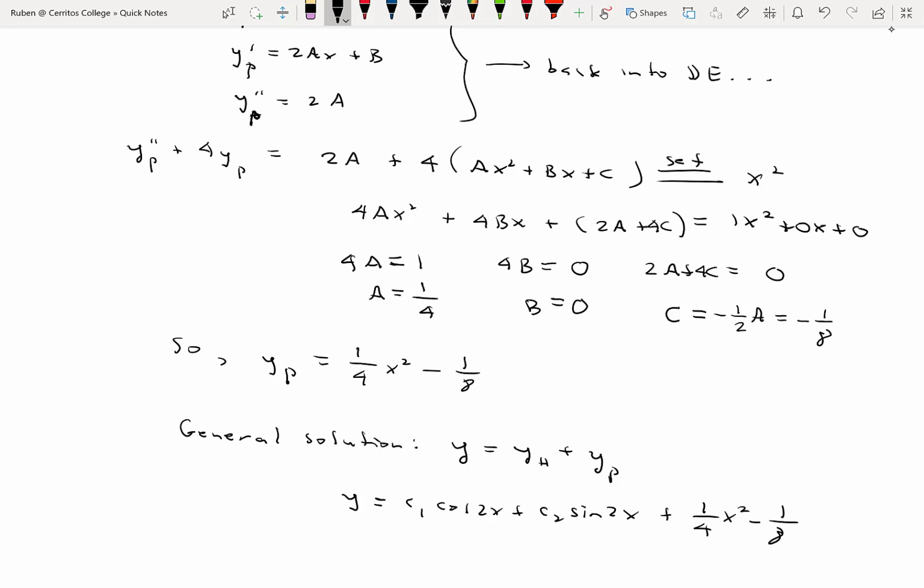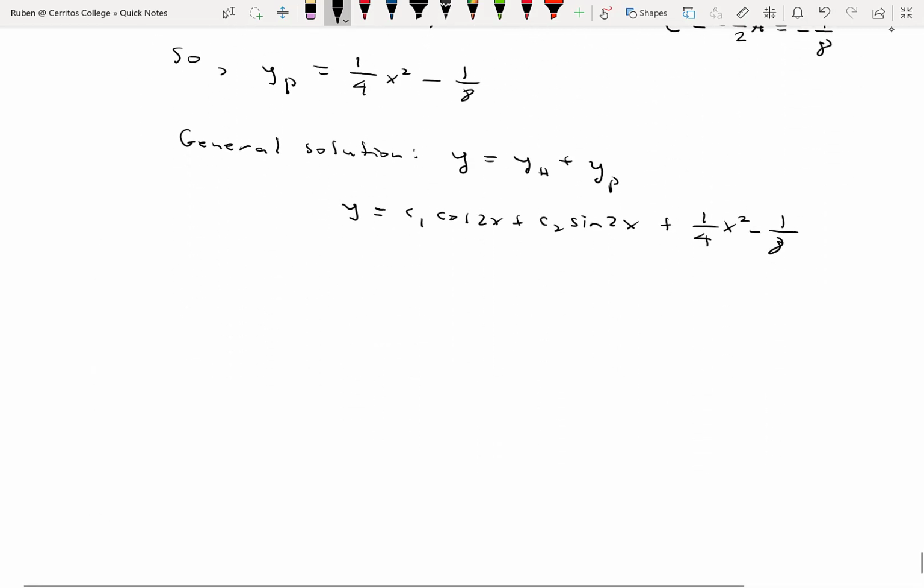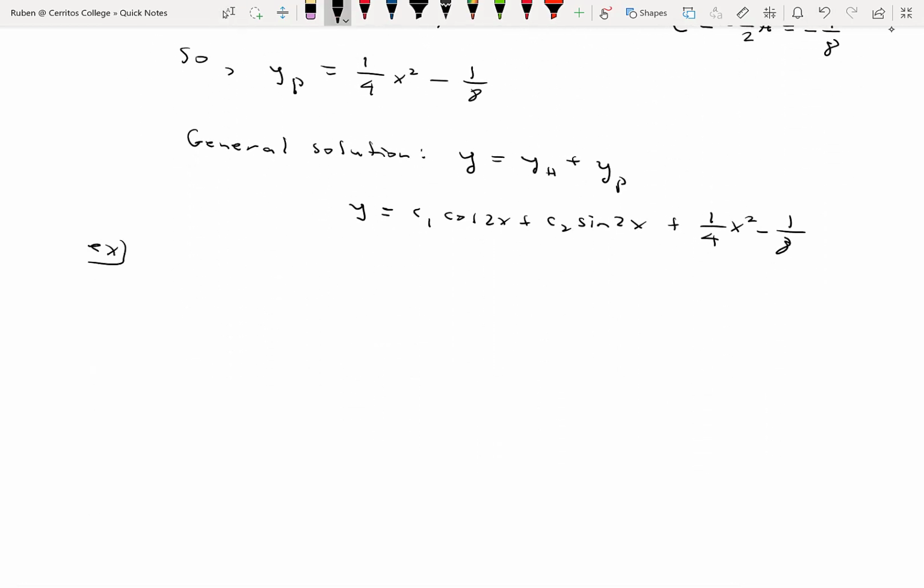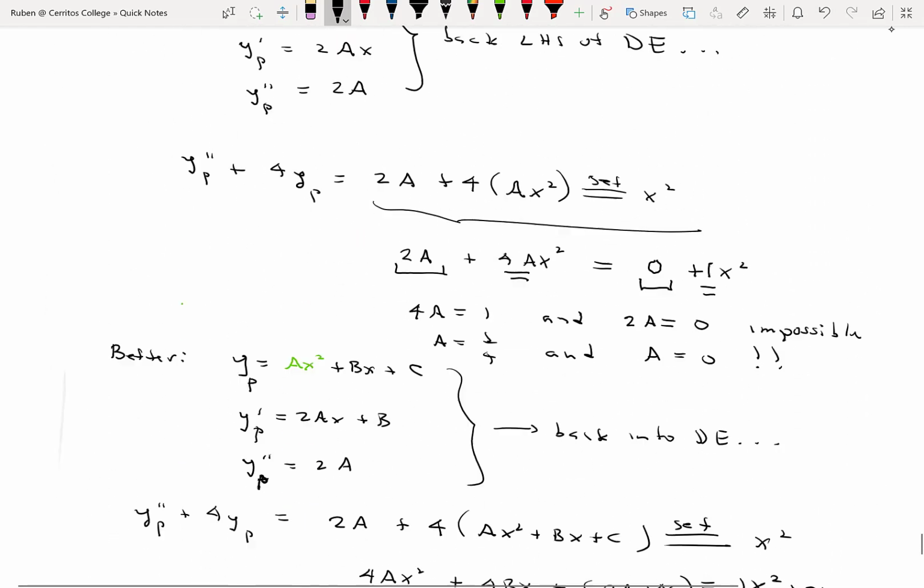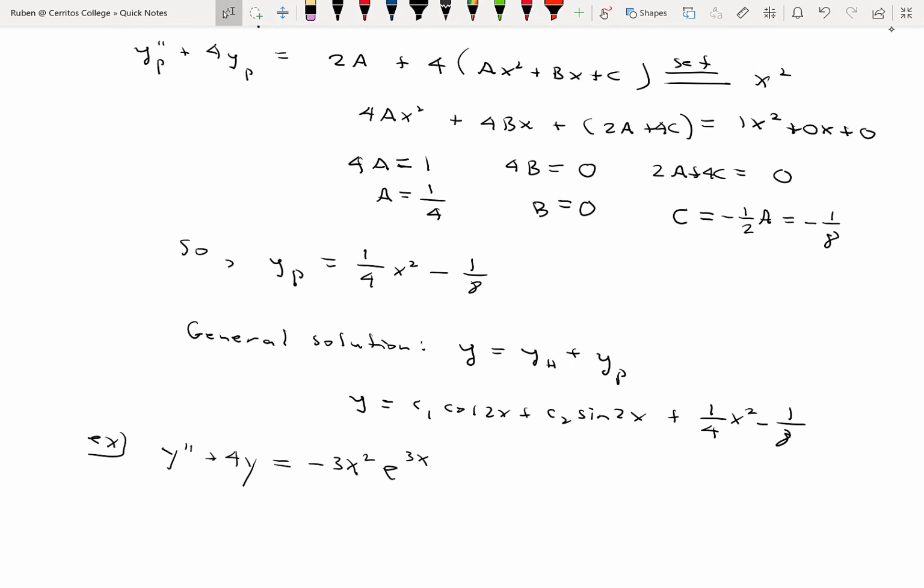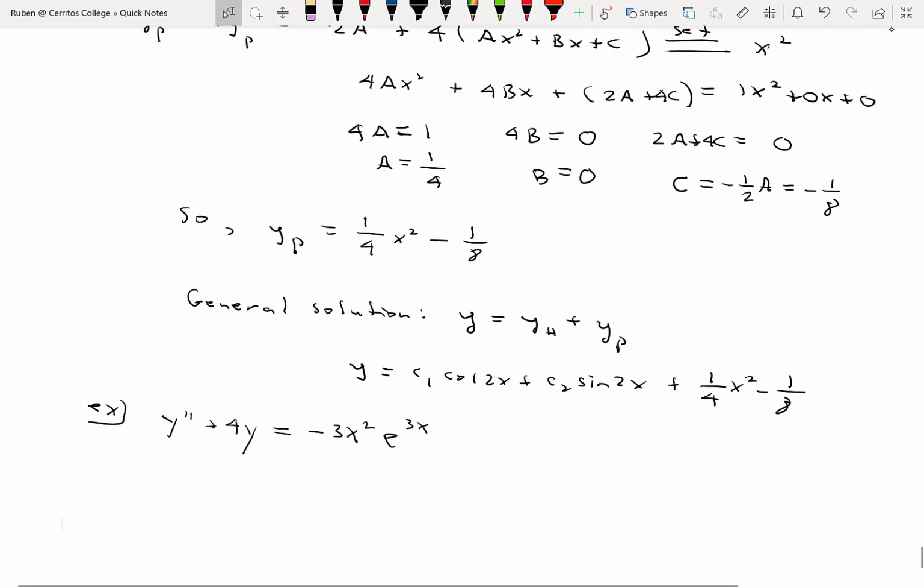Okay, so what I'd like to do now is try another example. Let's take a look at an example where our left-hand side is the same, y double prime plus 4y. But our right-hand side is now a combination of the forcing functions we saw in our first two examples. It has the e to the 3x from our first example and an x squared from our second example. Okay, so the process is exactly the same.